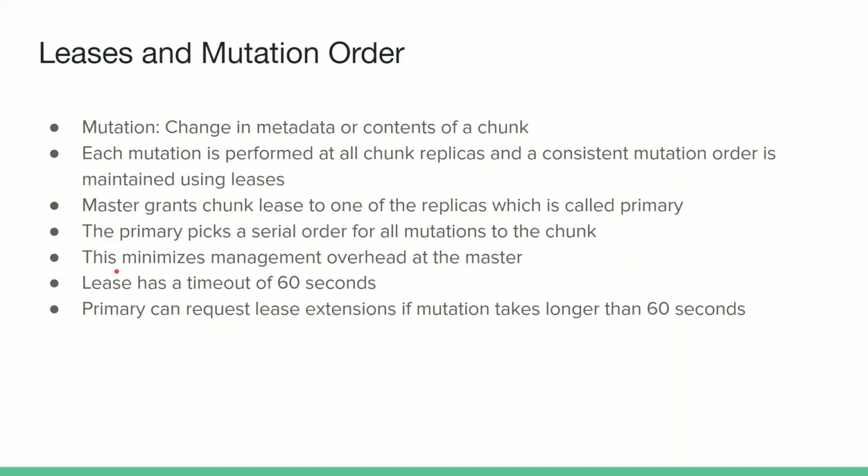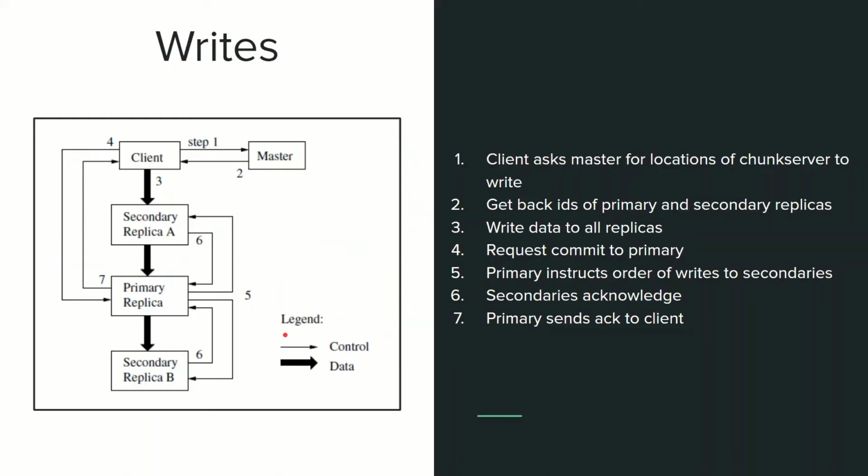So this minimizes the management overhead at the master because it is being done by the chunk servers. The lease timeout is 60 seconds, so the primary will lose the lease after 60 seconds. But in case the mutation takes longer, the primary can request an extension for the lease. Let's see how a typical write happens.